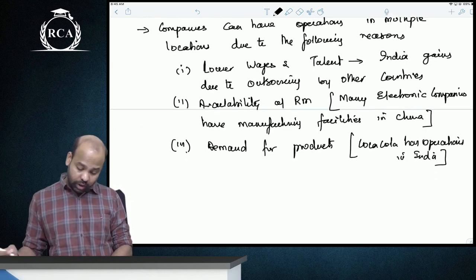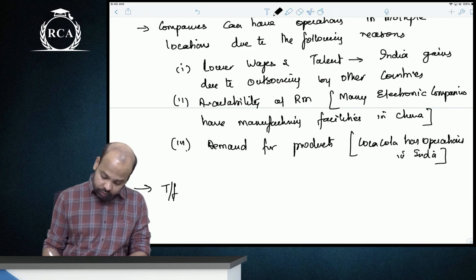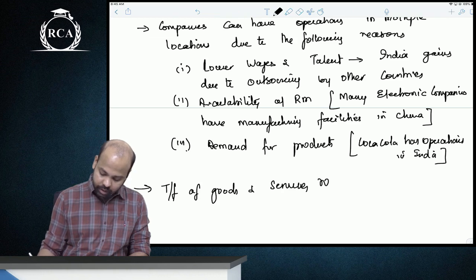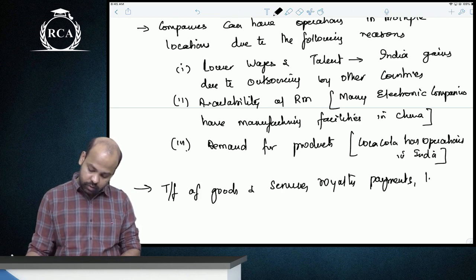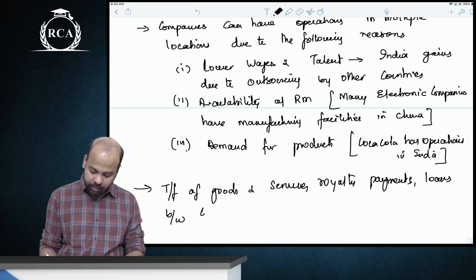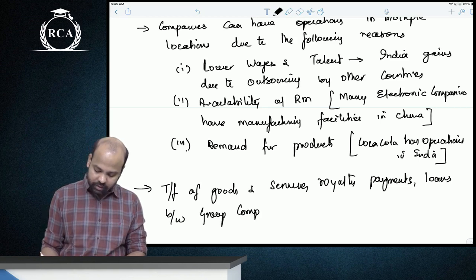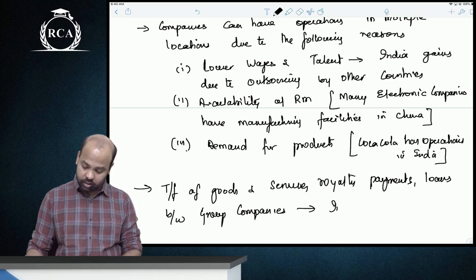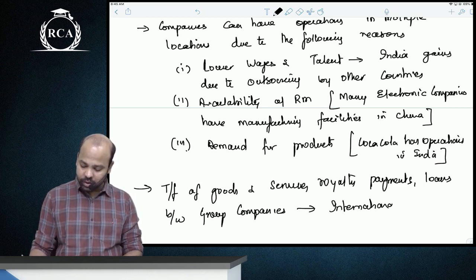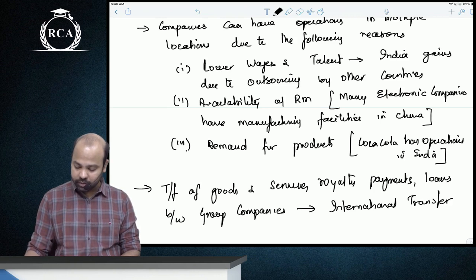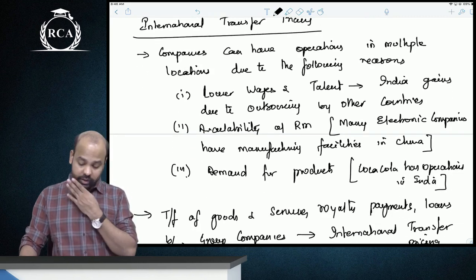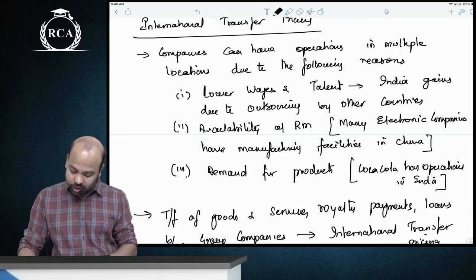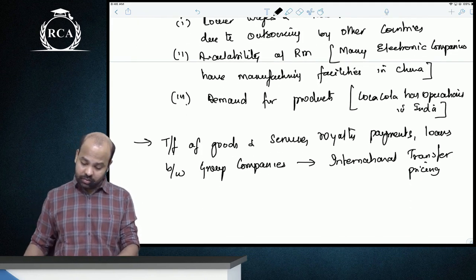If you have operations like this, undoubtedly there will be transfer of goods and services. There can be royalty payments. There can be loans between multiple companies, between group companies. This is what leads to international transfer pricing. I hope you're all writing this. Companies can have operations in multiple locations, and all of this will lead to international transfer pricing.